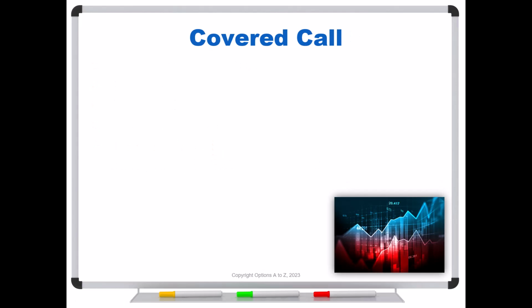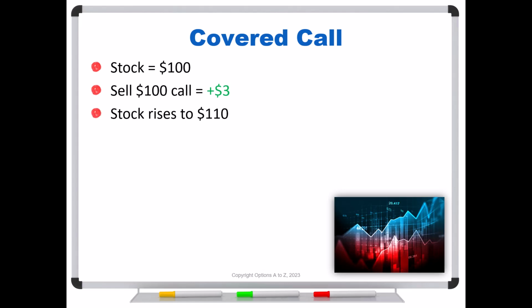Okay, so how can we use this concept of parity to make better decisions? Well, let's start with a very common trap that traders fall into with the covered call. Let's say the stock is trading for 100 and you sell the at the money $100 call and you collect $3. And then later the stock rises to 110 and you're very close to expiration, so you buy this $100 call back for exactly $10 of intrinsic value.